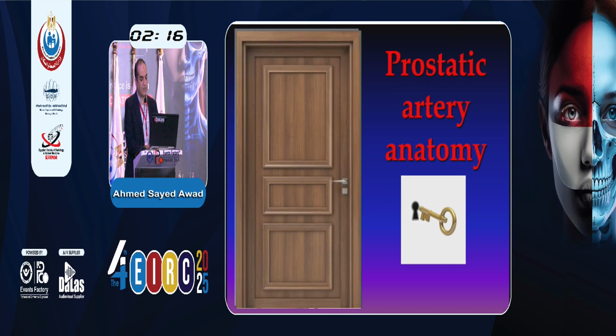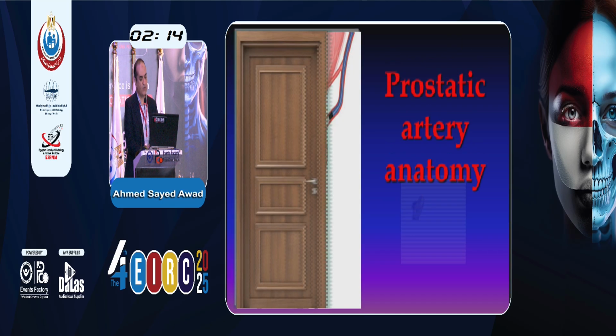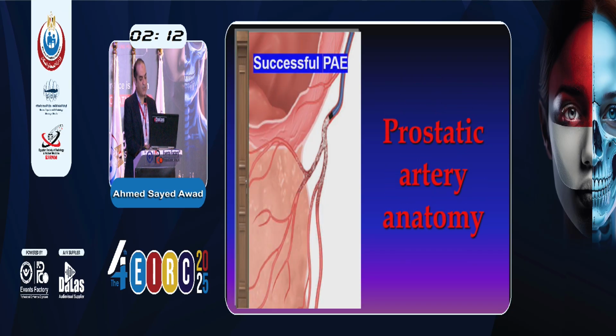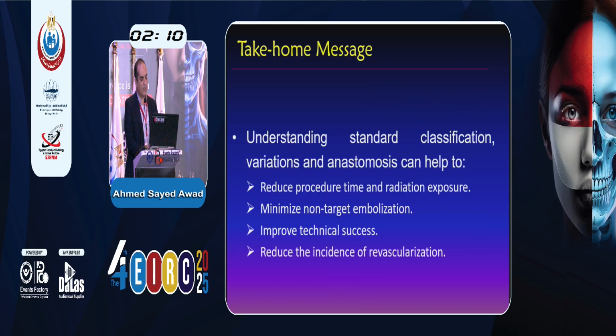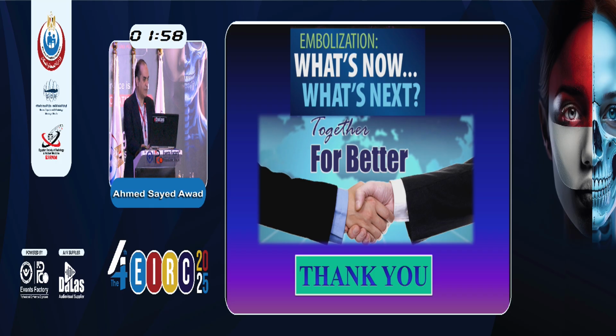So the prostatic anatomy is the key for successful prostatic artery embolization. Understanding the standard classification, variations and anastomosis can help to reduce procedure time and radiation exposure, minimize non-target embolization, improve technical success, and reduce the incidence of revascularization and recurrence. Thank you.